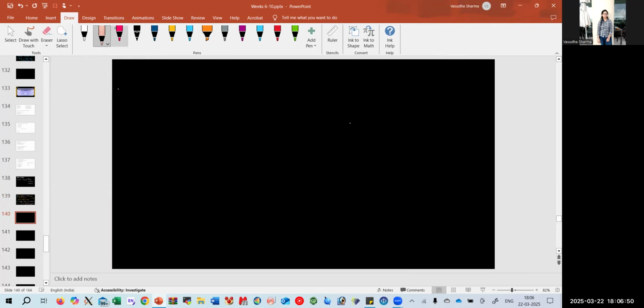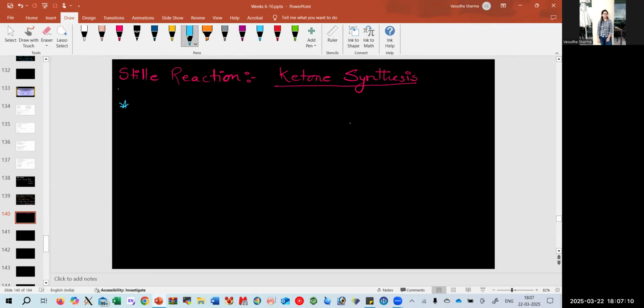What we are going to talk about today is how the ketone synthesis can be understood and performed. We can take acid chlorides. One method was to introduce carbon monoxide. Another method is to introduce acid chloride and treat it with tin organyls.